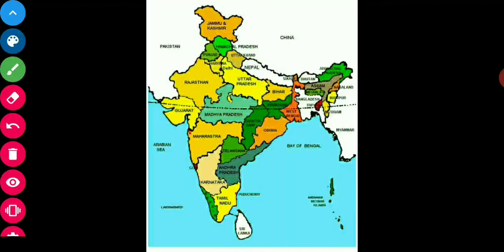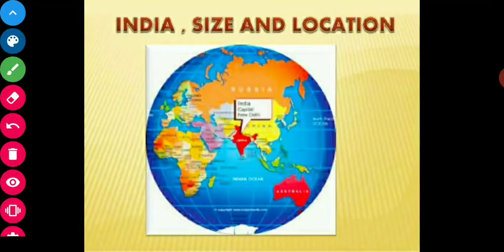Now let's talk about locational setting. It means, where is India currently located? How do we recognize India if we have to see the entire globe as a whole? So India is located in the northern hemisphere, that is above the equator. The Tropic of Cancer passes through India, from Gujarat to Kolkata.